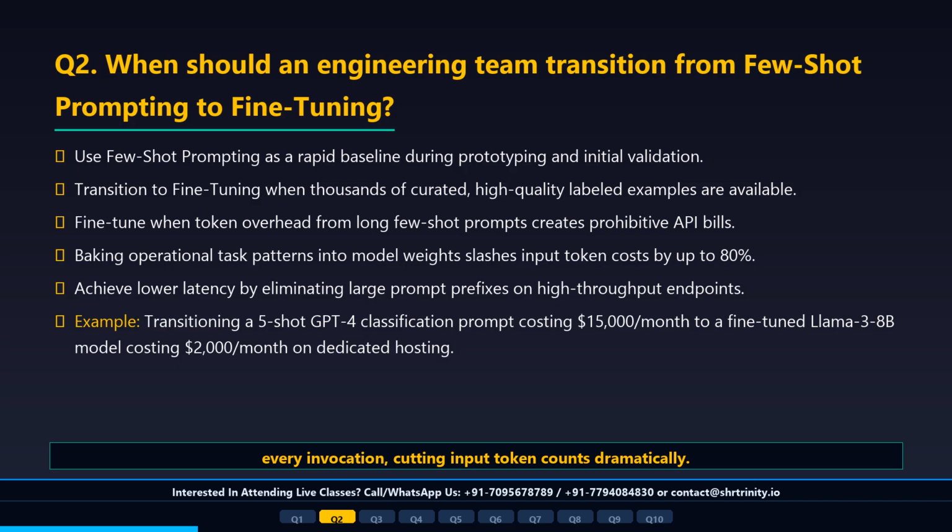Let's look closely at the example scenario to see the economic impact. Imagine running a high-volume classification system with a 5-shot prompt on GPT-4 that costs $15,000 per month due to token volume. By taking those exact examples, expanding them into a high-quality dataset of a few thousand records, and fine-tuning an open-weights model like Llama 3-8B, you can host that model on dedicated infrastructure for around $2,000 per month. That represents over an 80% cost reduction while significantly decreasing time to first token latency.